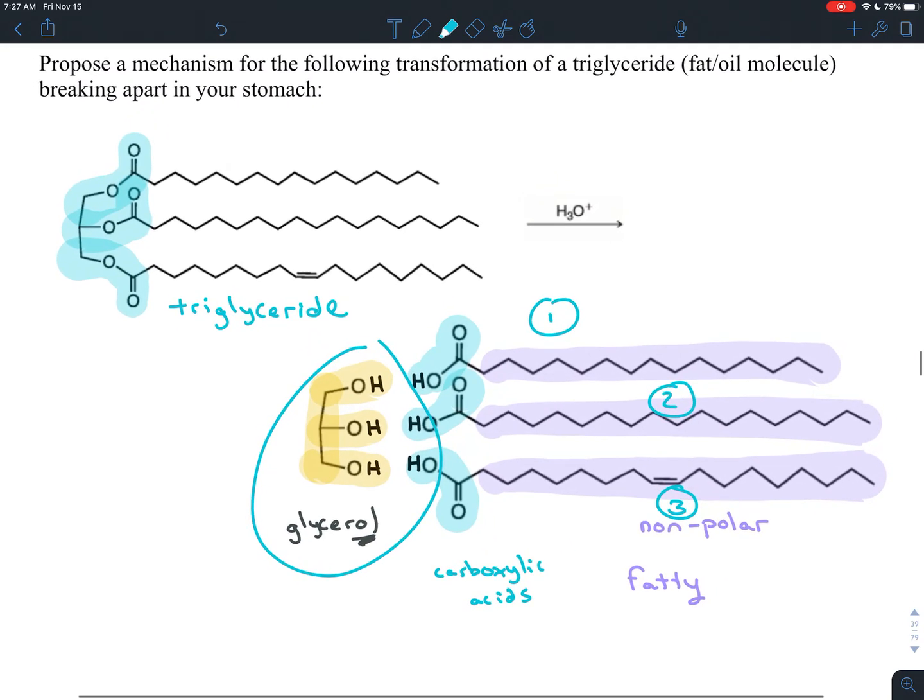And so if you've been following along with the videos for the simpler molecules that we've seen before, the process was the same. We took an ester and turned it into a carboxylic acid and an alcohol. The only difference here is the long carbon chains.